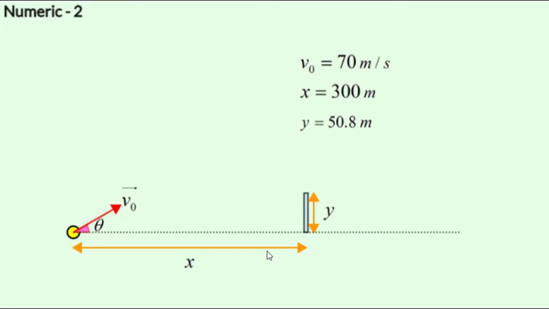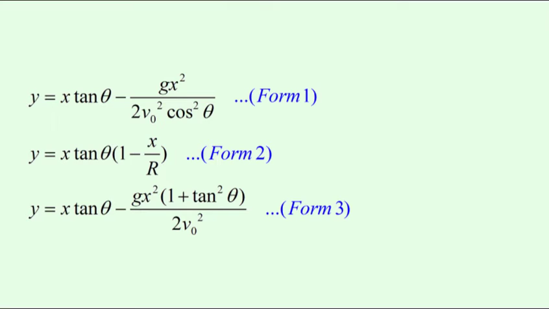Since the x and y displacements are present, we should be thinking in terms of the trajectory equations. But which one should we apply? Here, since we have to find the launch angle, it would be most convenient to work with the third equation, where tan theta would be the only unknown. So let's try it out.